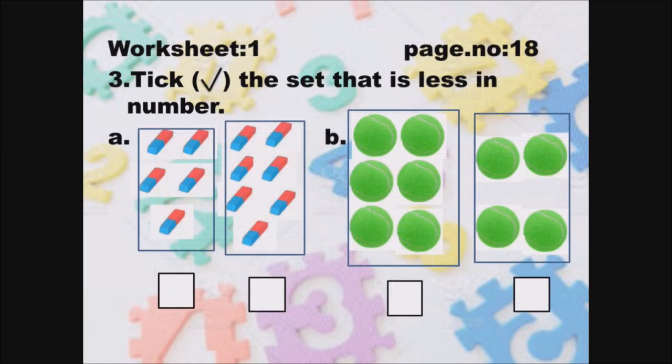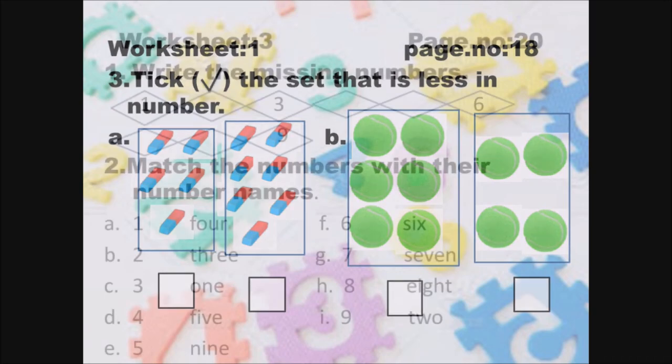Next, third sum in worksheet 1, page number 18. Tick the set that is less in number. So, already have said you, less means the small amount. So, you have to find out which box contains less objects. Tick the particular box below in the small box.